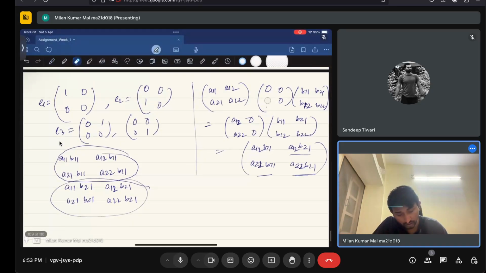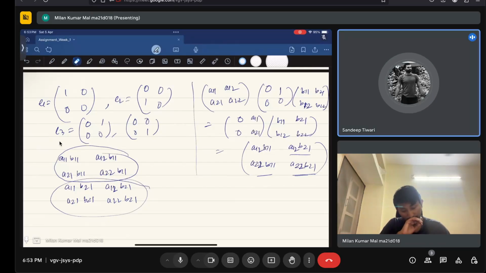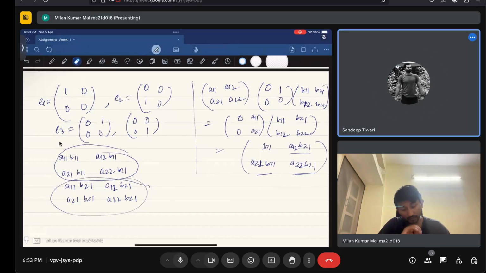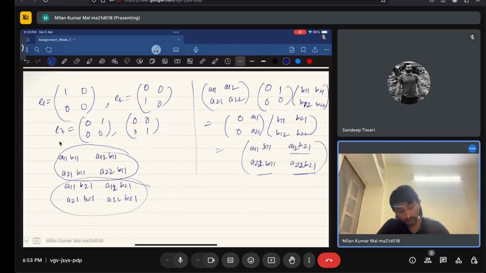So if you just do here 0, this will change. This one will be A first. First element is 0, second element is A11. Third element is 0, fourth element will be A21, right? Second row, second column, I think. Yeah, second column A11. Oh no, this will change now.